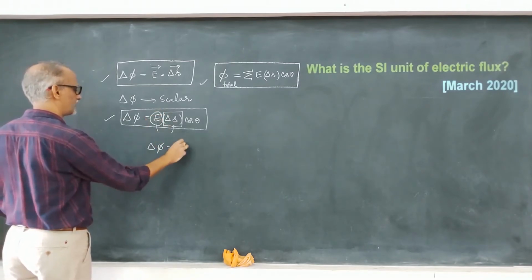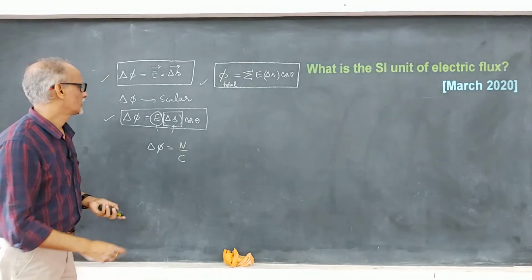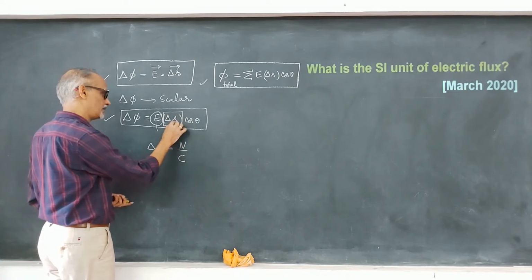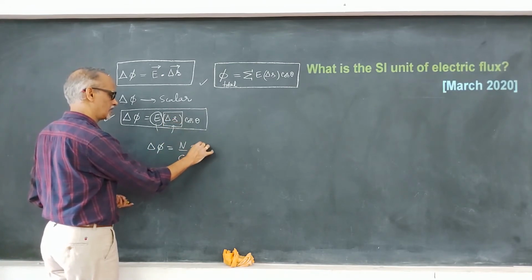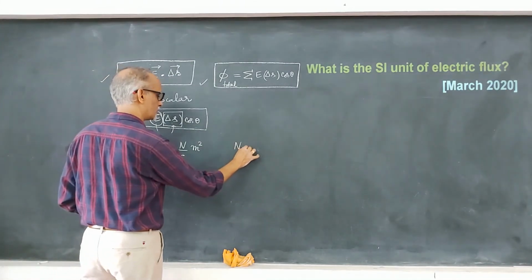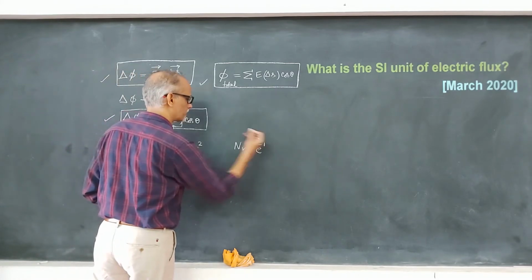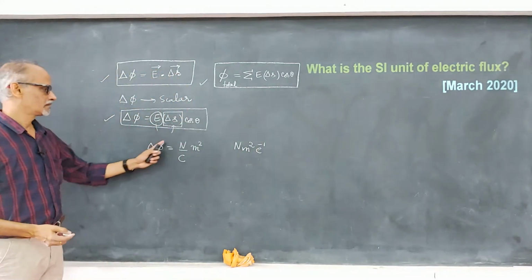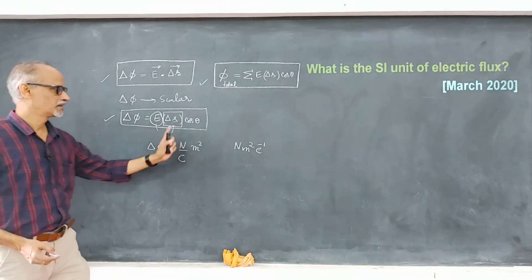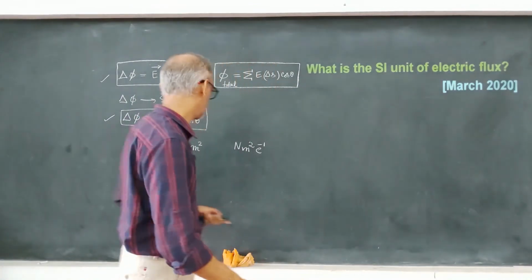what is the unit of electric field? Electric field is Newton per Coulomb. This is the area. Even though it is a vector, area has the unit meter square. So, there we are with the unit, it is Newton meter square per Coulomb, or you can even write it like this also in the exam. So, Newton meter square per Coulomb is the unit of electric flux.